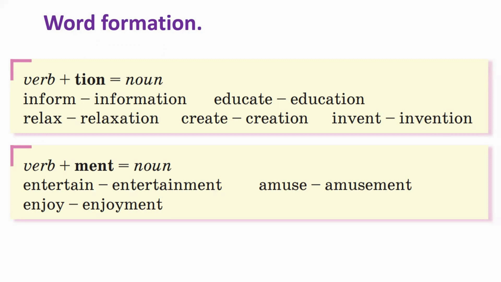For example, entertainment, amusement, enjoyment. What other nouns are formed with the help of suffixes -tion and -ment? Pause the video for a minute. End up with some examples.